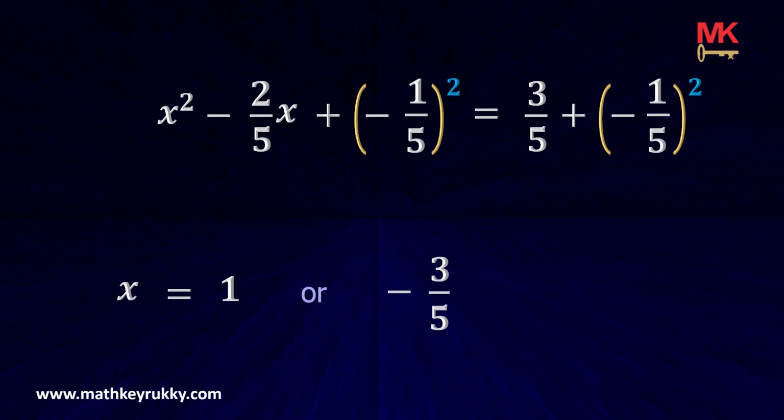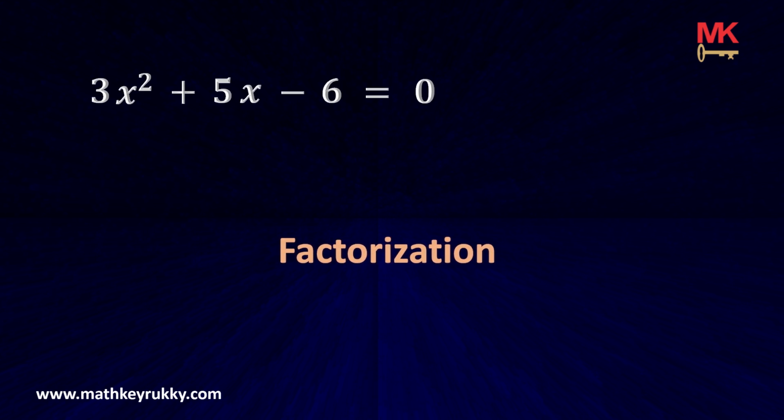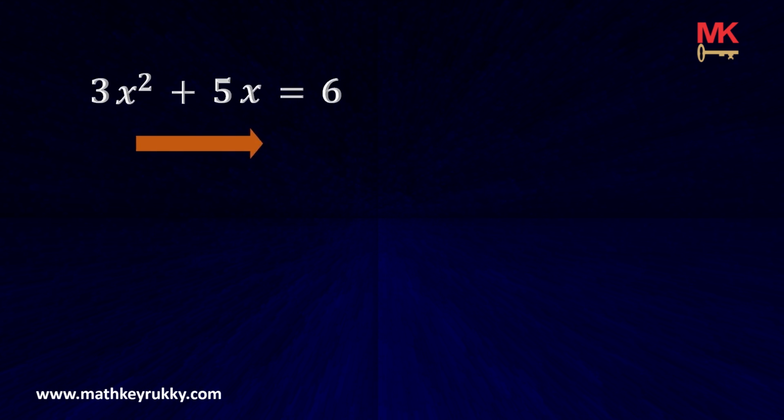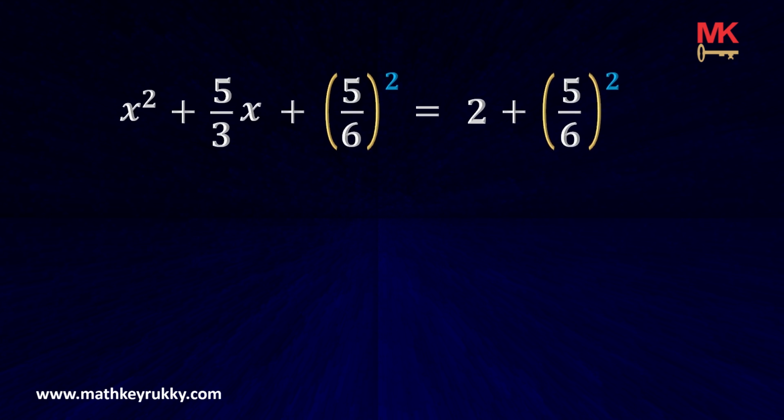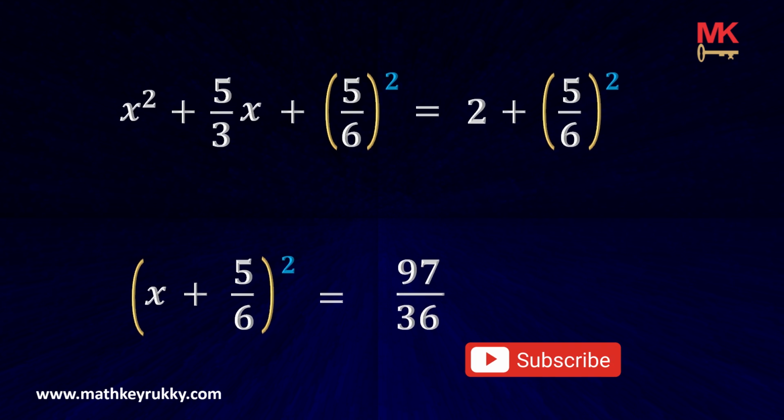Lastly, let's see how we can use this method to solve a quadratic equation that cannot be solved by factorization method. We move the constant term minus 6 to the right-hand side. Divide through the entire equation by the coefficient of x squared to get this new form. Half of the new coefficient of x is 5 over 6. Take the square, then add this result to both sides of the equation. The left-hand side now becomes x plus 5 over 6 in bracket all squared, and the right-hand side now becomes 2 plus 25 over 36, which simplifies to 97 over 36.